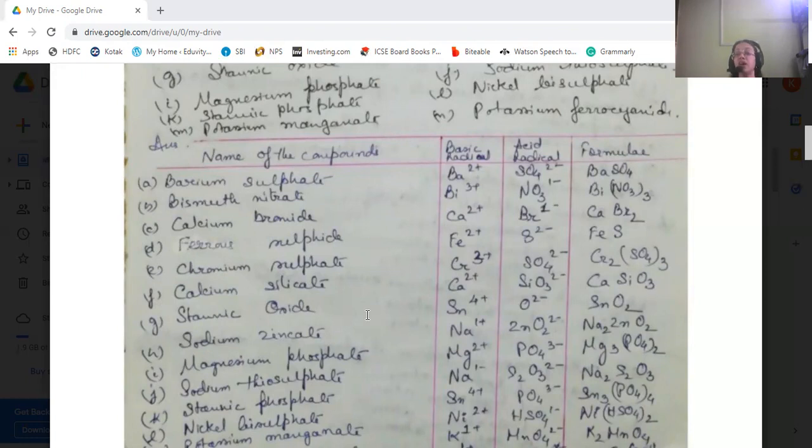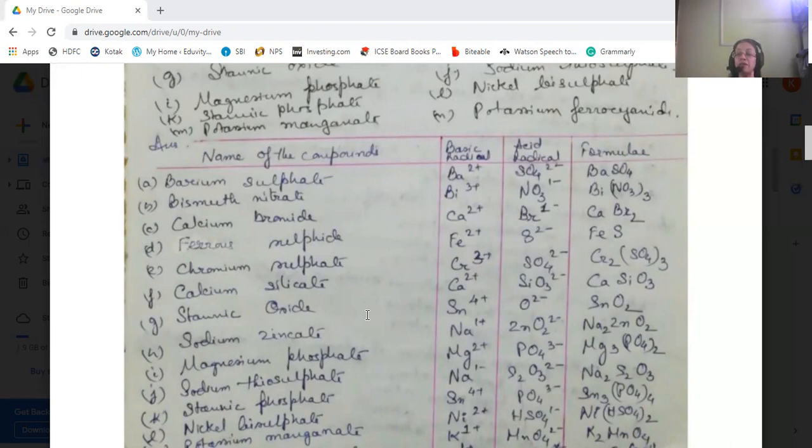Then sodium zincate, Na1+ and ZnO2 2-. Okay, ZnO2 is the zincate formula. So the formula will be Na2ZnO2. Magnesium phosphate, Mg2+, PO4 3-. So the formula will be Mg3(PO4)2. Sodium thiosulfate, Na1+, and the acid radical is S2O3 2-. So the formula will be Na2S2O3.